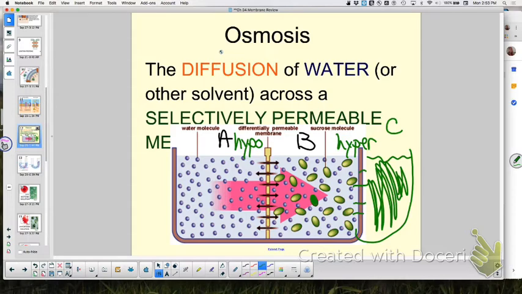Yes? Would the hypertonic solution want to go into the hypo to where it's even? Absolutely. But it can't. No, in this case it couldn't because it was a disaccharide.